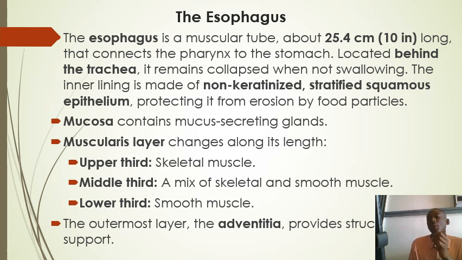Unlike other organs that are in the abdominal cavity, whose outermost layer is the serosa, this one is not in the abdominal cavity, so the outer layer is the adventitia. It provides structural support.